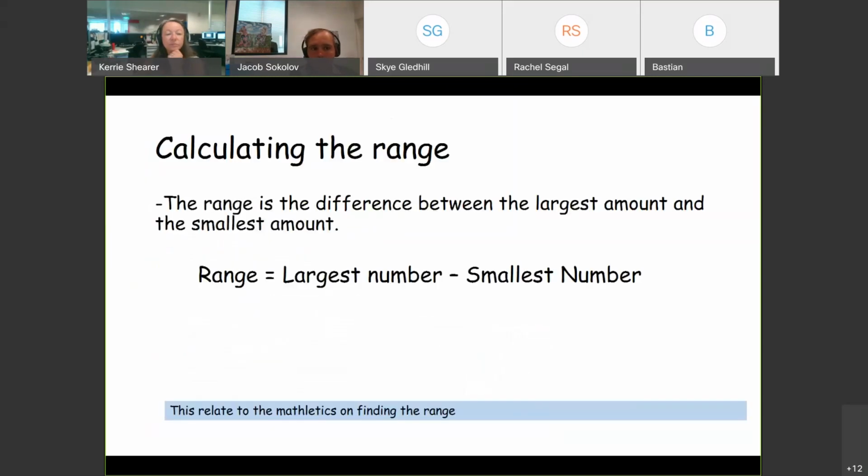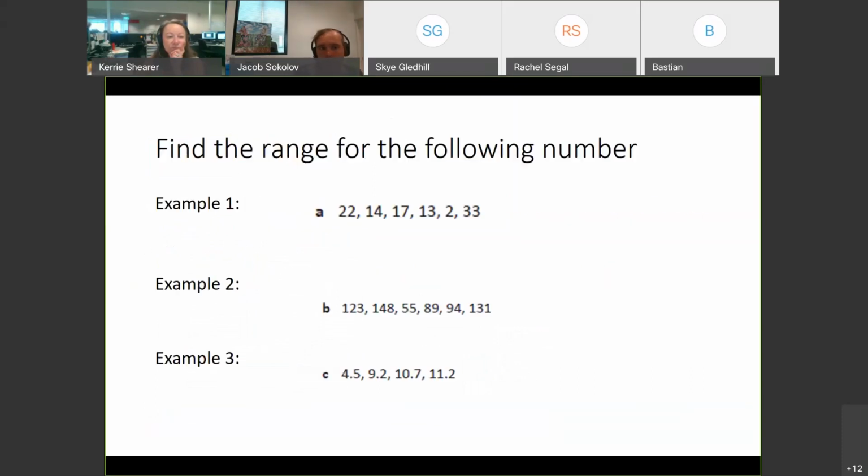All right. So the next thing we're going to be doing is the range. And the range is the difference of the largest number and the smallest number. So looking at these data sets, example 1, what is the largest number, guys? I'm seeing 33. So 33 is the largest. And guys, not actually in order. And the lowest, I'm seeing 2s. Yep, the 2 is the smallest.